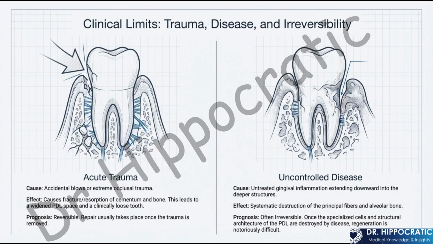The second scenario, however, is uncontrolled disease, specifically untreated gingival inflammation that creeps downward from the gums into the deeper periodontal structures. And this causes systematic toxic destruction of the principal fibers in the alveolar bone itself. And the prognosis there is notoriously irreversible. It is a very sobering reality check on why basic daily dental hygiene really matters.